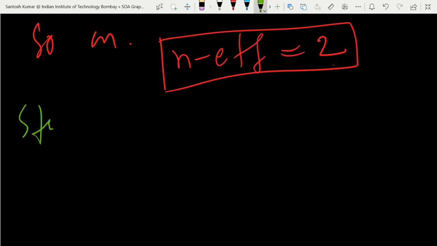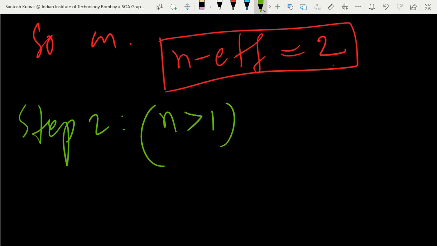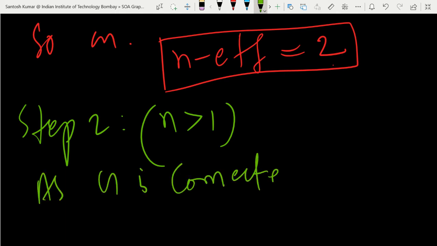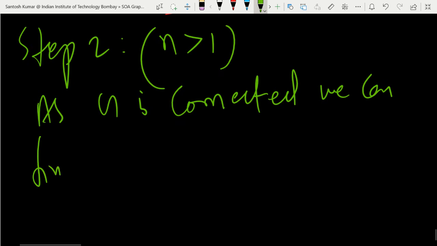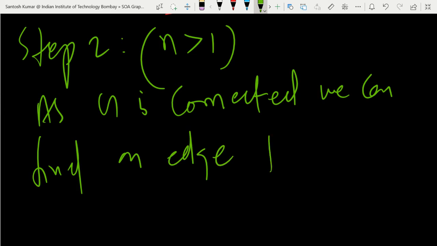So step 2. In step 2 we'll restrict n to more than 1, because we have already checked for 1. So we'll take n more than 1, maybe 2, 3, 4, 5, 6, 7, or any number. So as graph G is connected, we can find an edge that is not a loop.